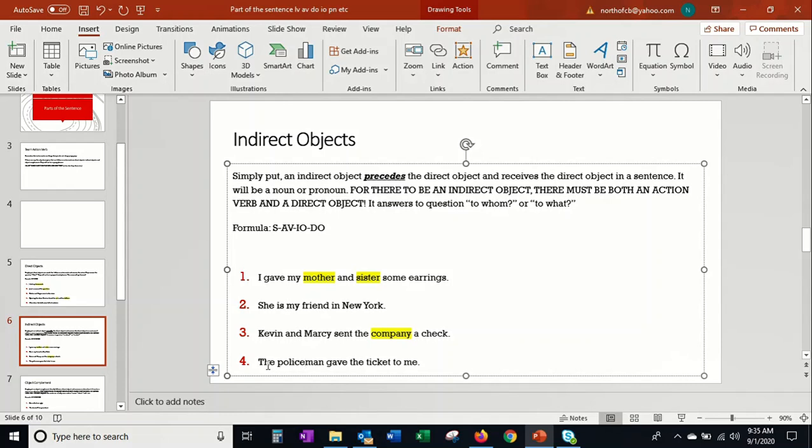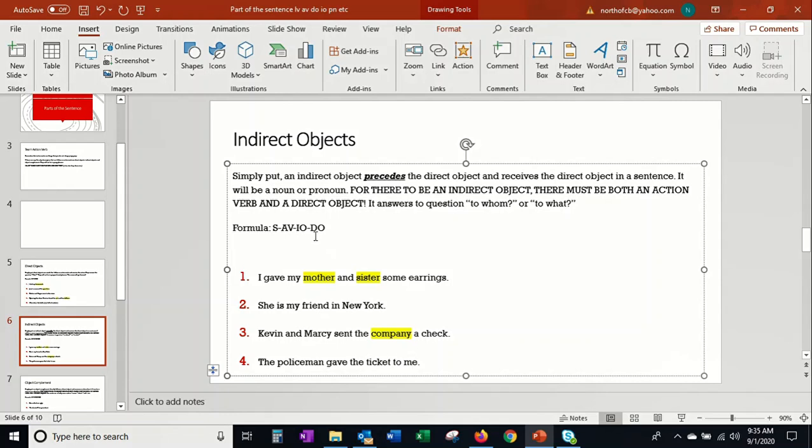Look at number 4. The policeman gave the ticket to me. Gave is our action verb. Who gave? Policeman. What did he give? Arrow forward, a ticket. Good shape so far. There's our direct object. Gave what? A ticket. Who received the direct object? Me, right? So there's our indirect object. Careful. It does answer that question of who or what received the direct object. Who received the ticket? Me.